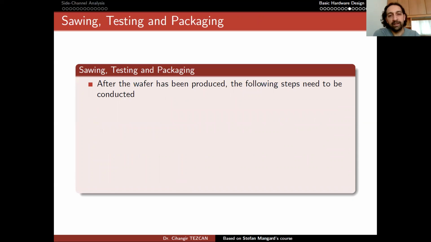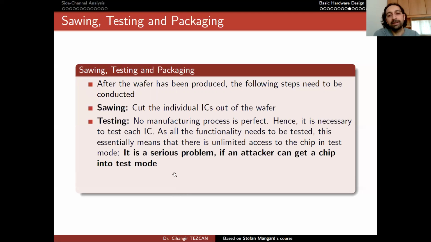So after the wafer has been produced, the following steps need to be conducted. Sawing: cut the individual ICs out of the wafer. Testing: no manufacturing process is perfect, hence it is necessary to test each IC. As all the functionality needs to be tested, this essentially means that there is unlimited access to the chip in test mode. It is a serious problem if an attacker can get a chip into test mode. So this is actually a real problem here. Aside from what is written here, think about it in this way.